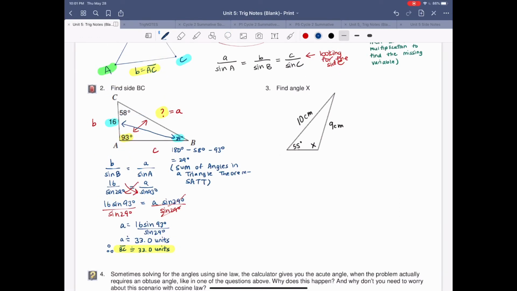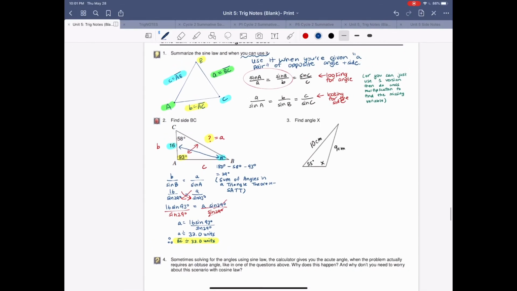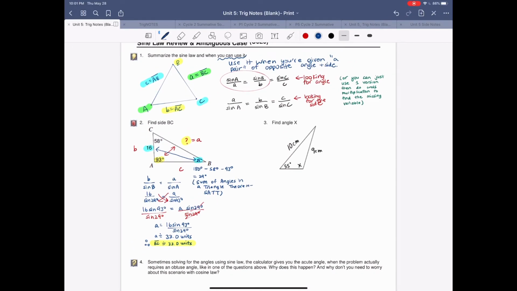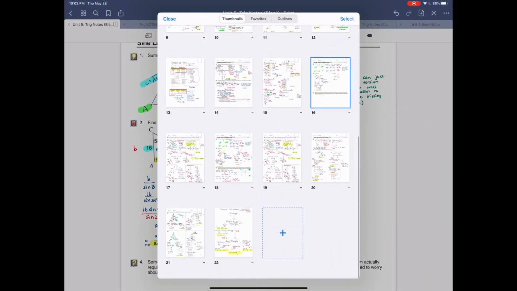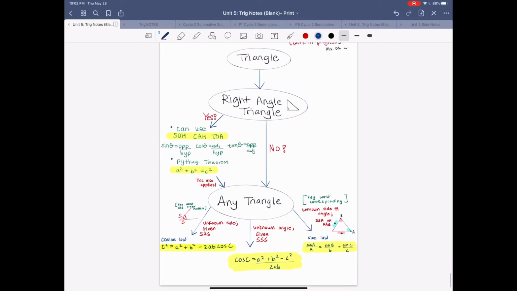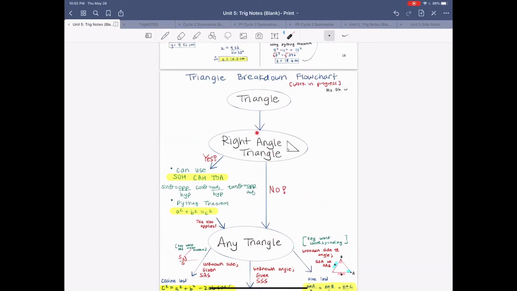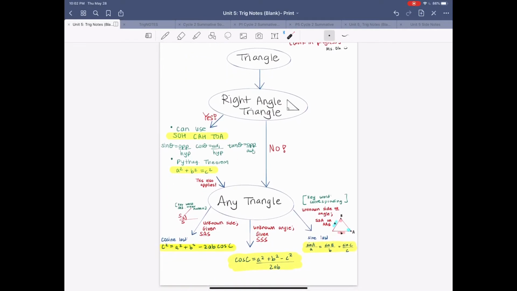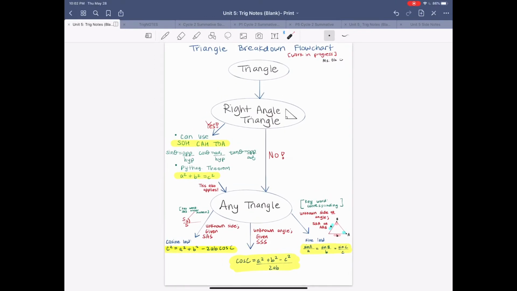Okay, so for question 3, and before I go to question 3, at the very end of Unit 5, Lesson 7, which is like the end of this whole package, I ended up drawing a pathway flow chart. How you read it is you have a triangle, and if you have a right angle triangle, you can use SOHCAHTOA or Pythagorean theorem. And for any triangles, you can use the cosine law and the sine law, which we go over in Unit 5, Lesson 6 and Unit 5, Lesson 7. I just want you to be aware of this flow chart, which is available under Unit 5, Lesson 7.